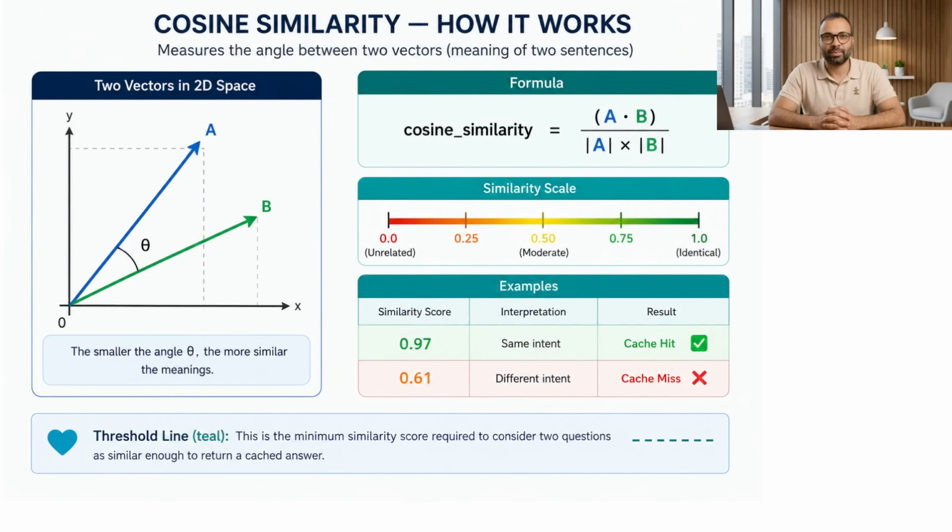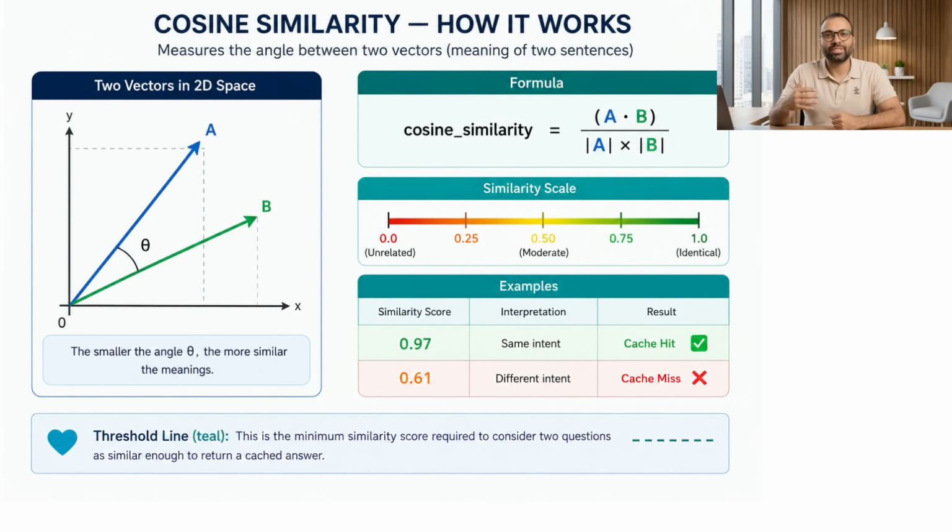Let me quickly explain the similarity metric, because it matters when you tune your threshold. We use cosine similarity. The formula is straightforward. We take two embedding vectors, compute their dot product, and divide by the product of their magnitudes. The result is always between 0 and 1. A score of 1 means the vectors point in the exact same direction. The questions are semantically identical. A score of 0 means they are completely unrelated. In practice, good semantic matches score between 0.85 and 0.99. Very different questions score below 0.7.